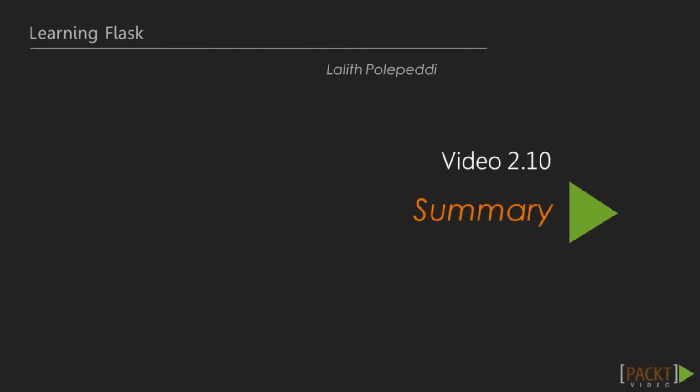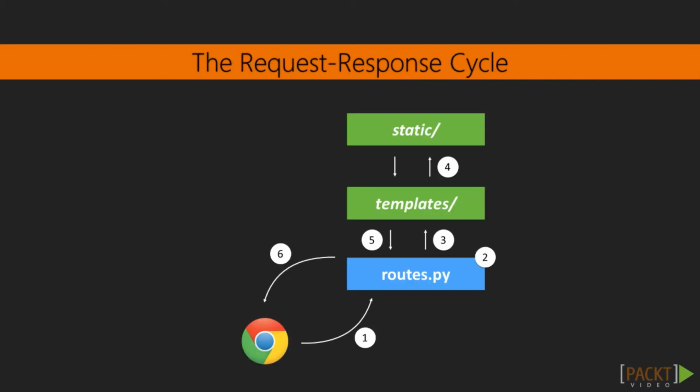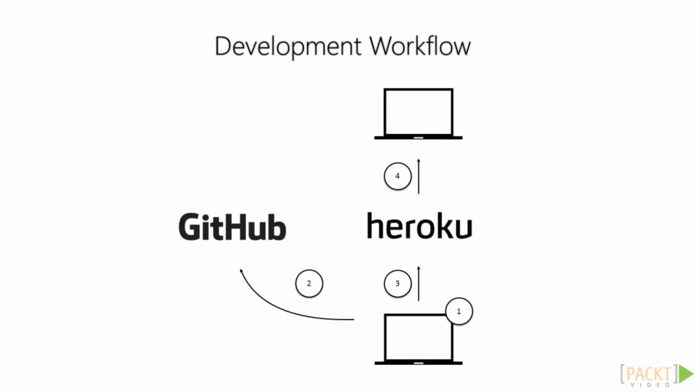Congratulations, you've written a Flask app from scratch. Let's take a quick look at what we've accomplished so far. To build this app, you've gone through 2 complete turns of the request response cycle. You created a URL and mapped it to a Python function. Then in that Python function, you rendered a template and sent it back to the browser. And once things worked the way you wanted, you saved your code to GitHub and deployed your app to Heroku.